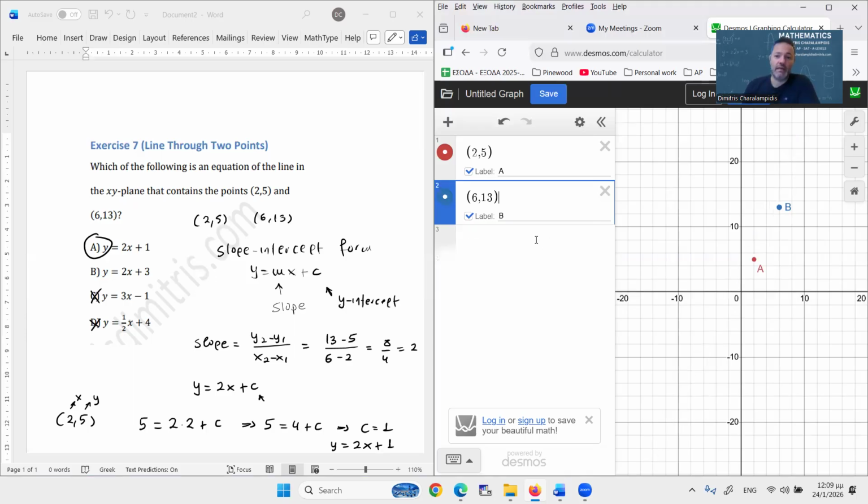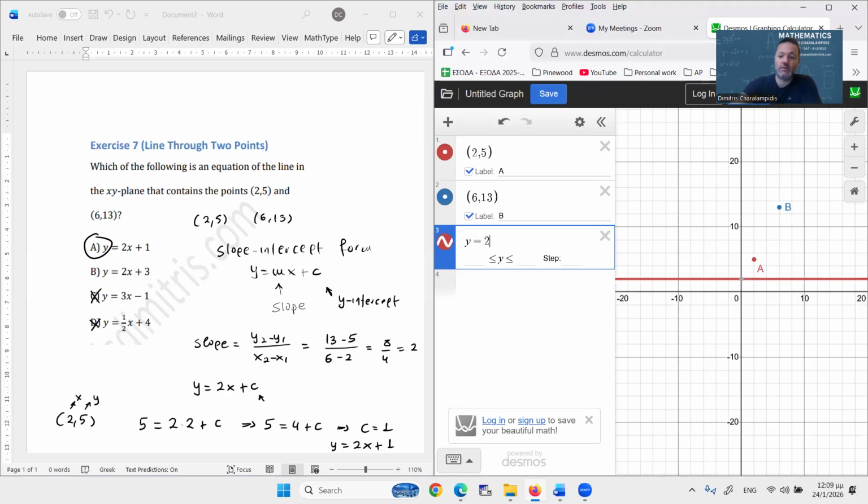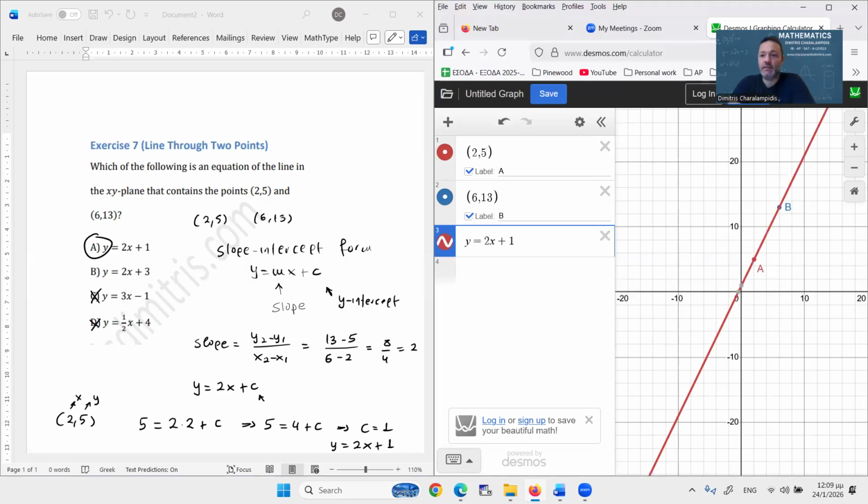And finally, let's confirm that it's A. Y is 2x plus 1. There it is. We got the line that passes through both of these 2 points. And that would be all.